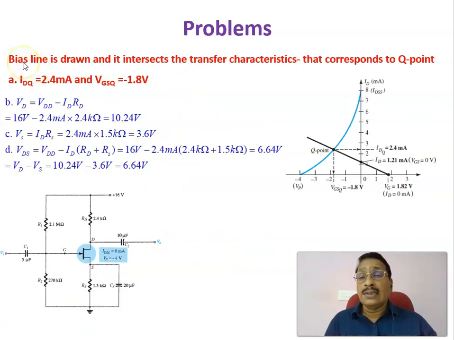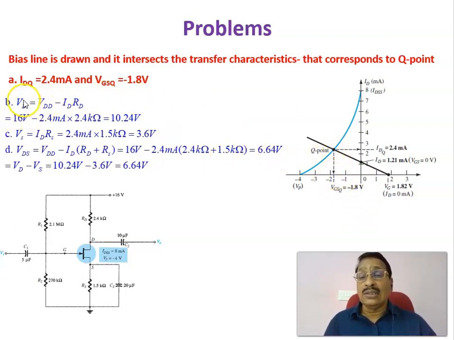Continuing the same problem, as I explained in the previous slide, this is called the bias line, this is called the transfer characteristics, and the point of intersection represents the VGSQ as well as the corresponding IDQ, that is the Q point drain current as well as the Q point gate to source voltage, VGSQ. From this you can get IDQ equal to 2.4 milliamperes, and VGSQ equal to minus 1.8 volt.